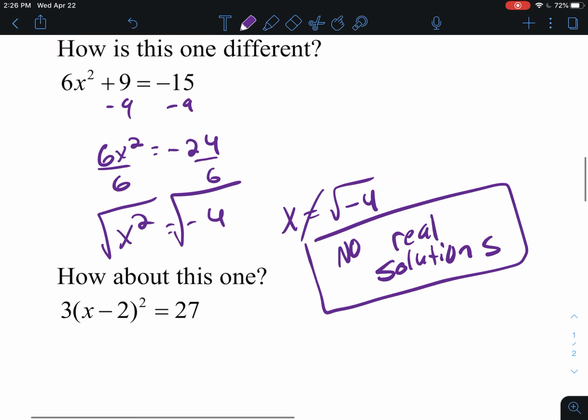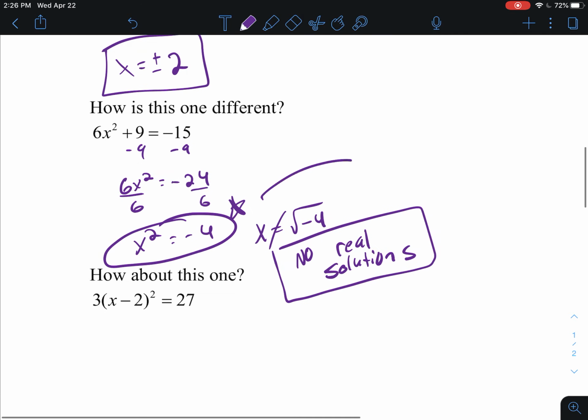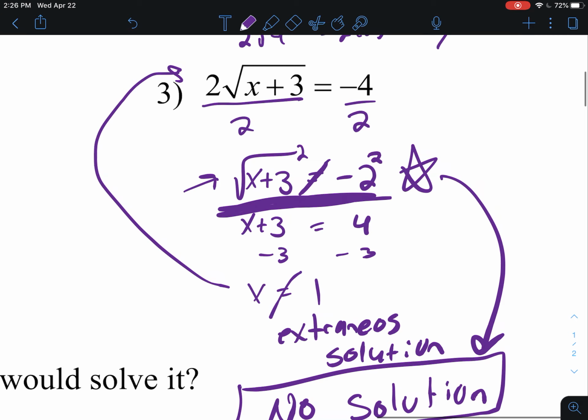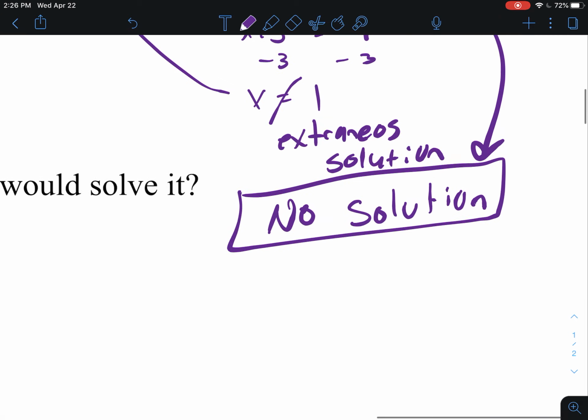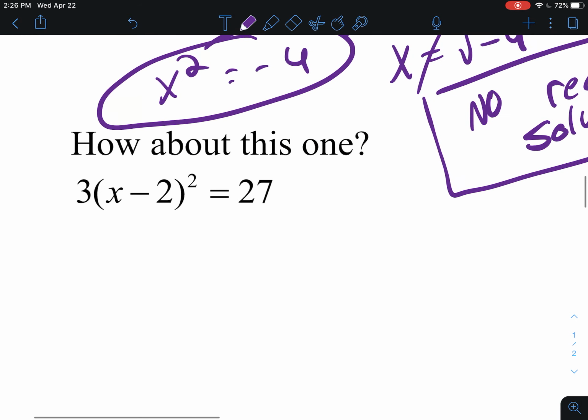So we can't do something when it looks like this. If x squared is equal to a negative, it doesn't work. So then we can automatically go here. Just like when we were back up here, when we had a square root equal to a negative, we could automatically say that there was no solution up there. All right, let's take a look at one more.